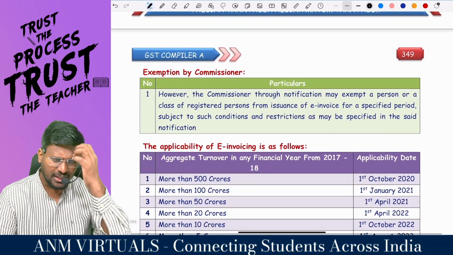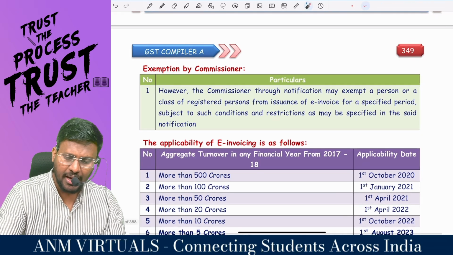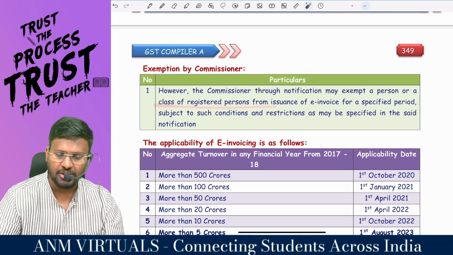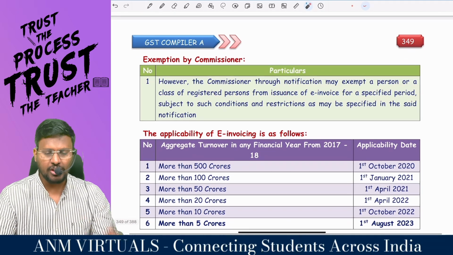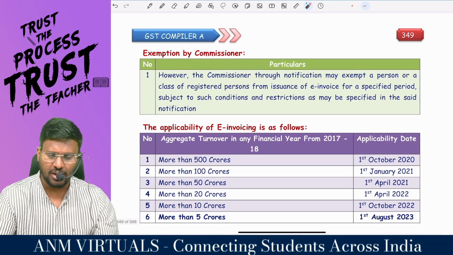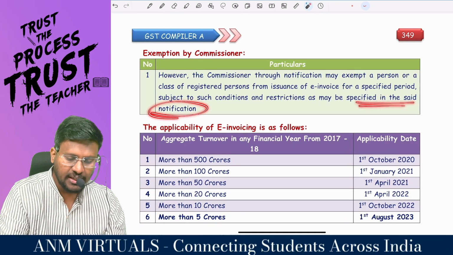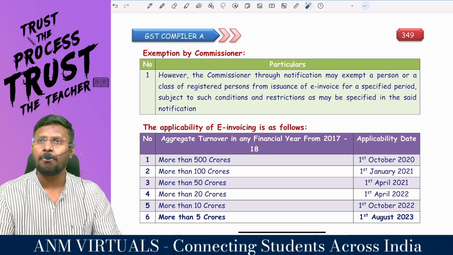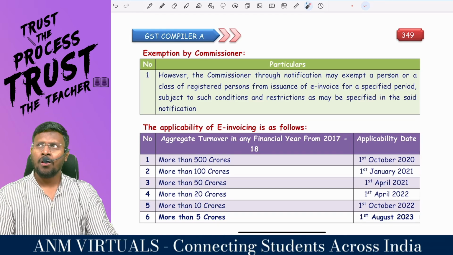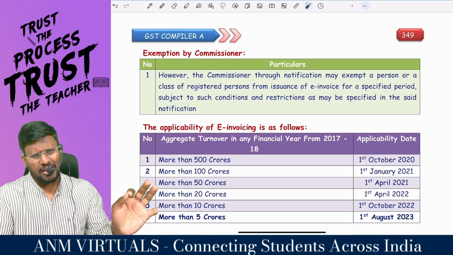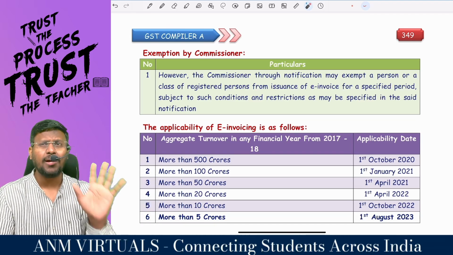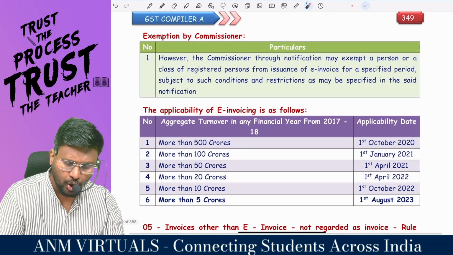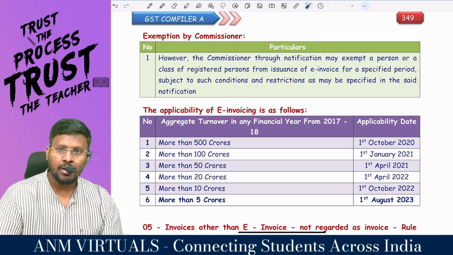However, the Commissioner, through notification, may exempt a person or a class of registered persons from issuing an e-invoice for a specified period, subject to such conditions and restrictions as may be specified in the said notification. The Commissioner may issue a notification saying that these people, even though they are registered persons, are not supposed to issue the e-invoice. This is the applicability of e-invoice in India now.